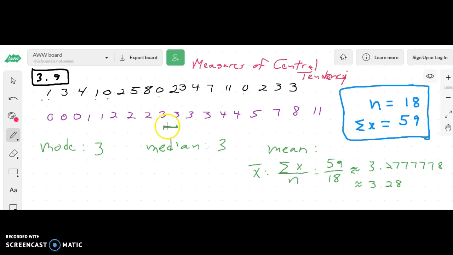But in this case here, we did have two of them that were tied for the same. So the median was 3.